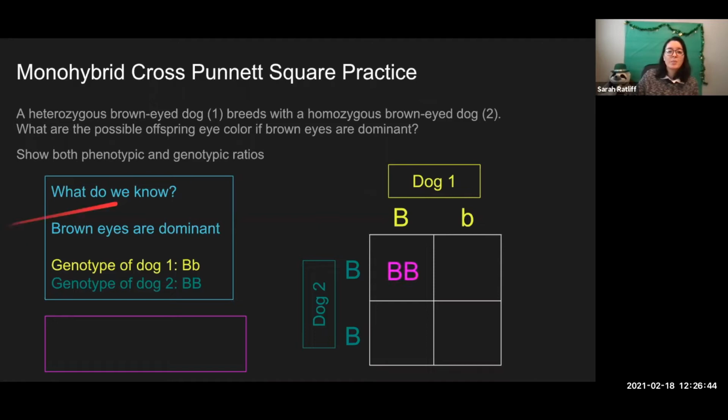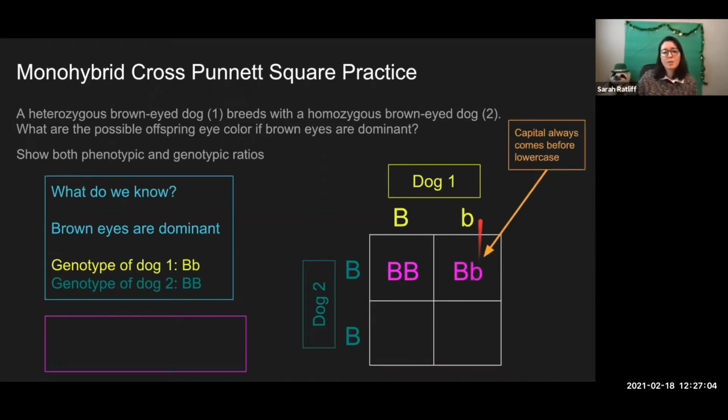This first one, we get big B from dog 1, big B from dog 2. This offspring has a potential of 2 capital B's. I like to go the way we read, left to right, top to bottom. If you want to go in a different order, that's also fine. So up next, we're going to get a big B from dog 2 and a little b from dog 1. Note here for best practice: capitals always come before lowercases. Just the way that it makes things easier to read.